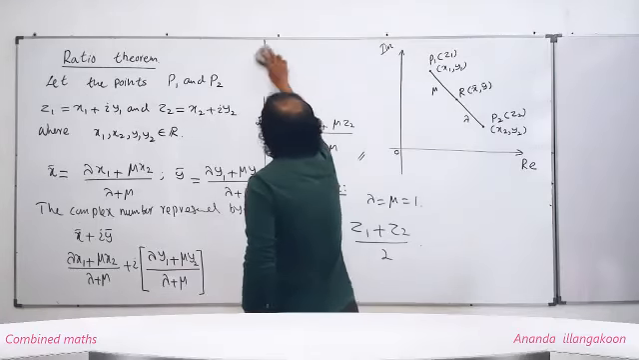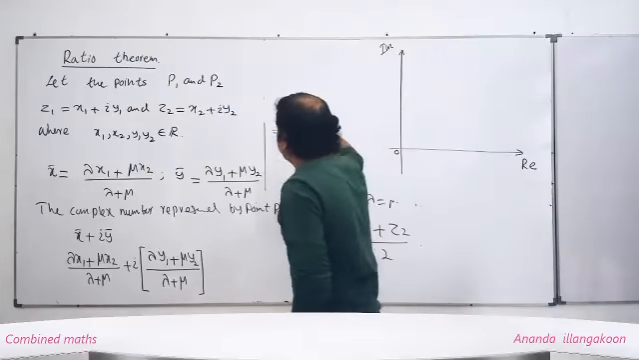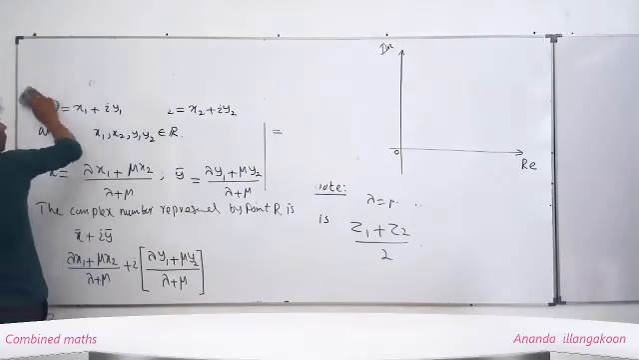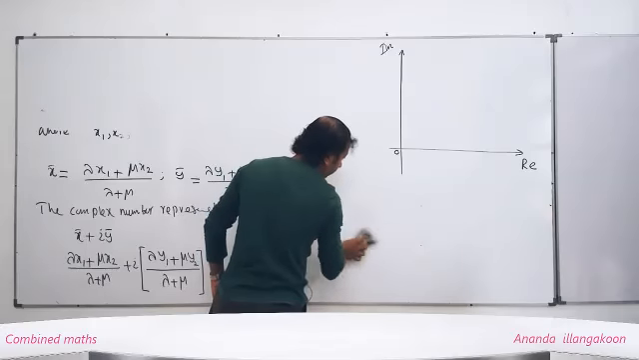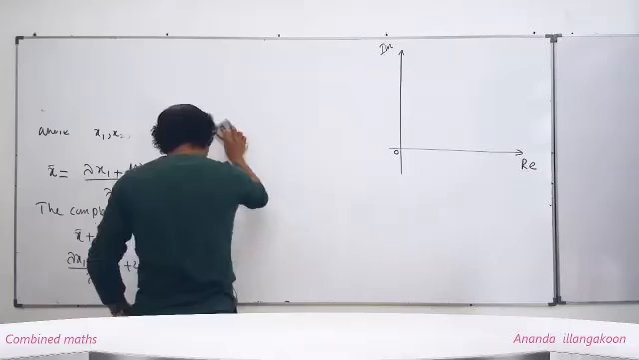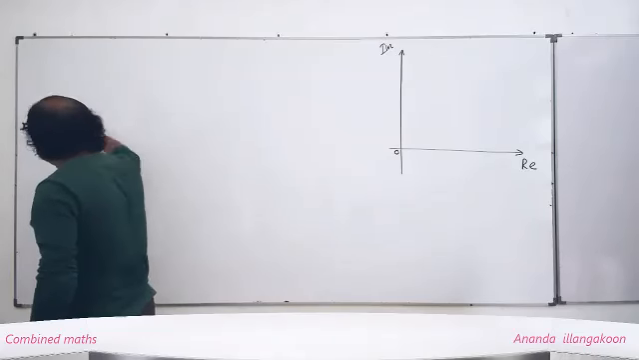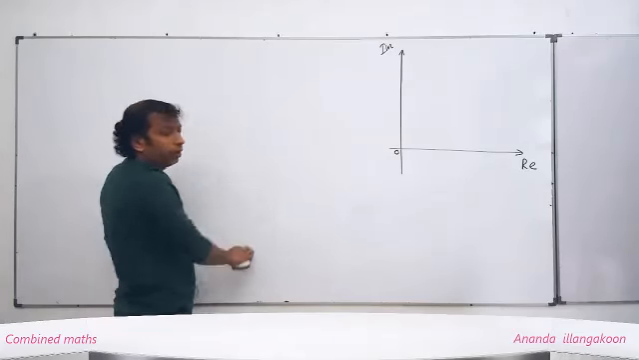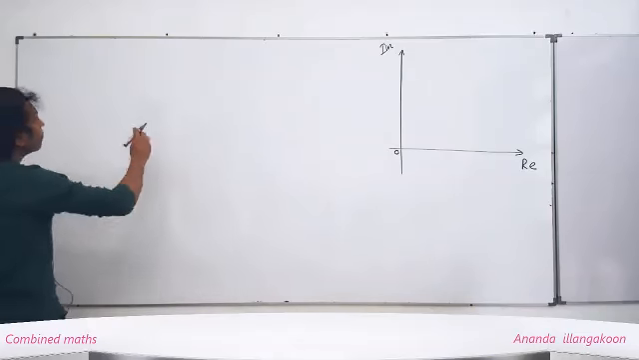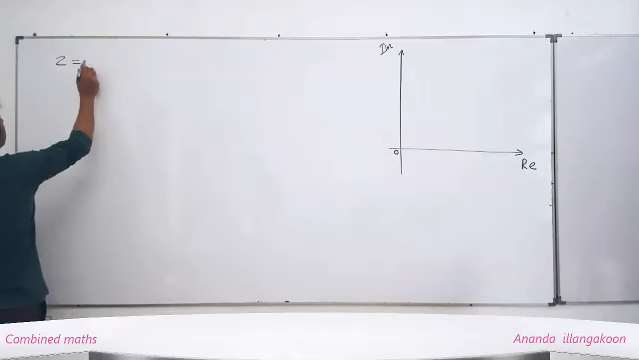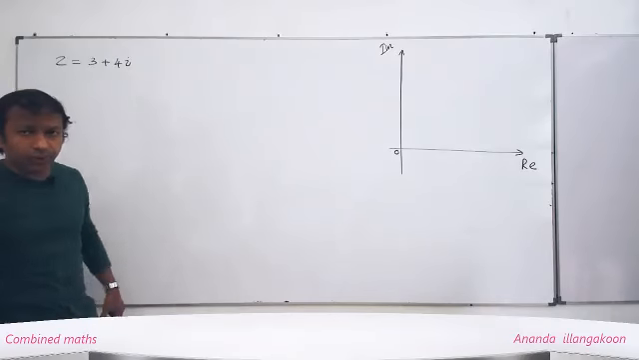Now, first of all, I'm going to use this Argand plane to show how we can mark the negative of a complex number. Right. Now, people, suppose for example, I'm going to take a complex number, say z equals 3 plus 4i.